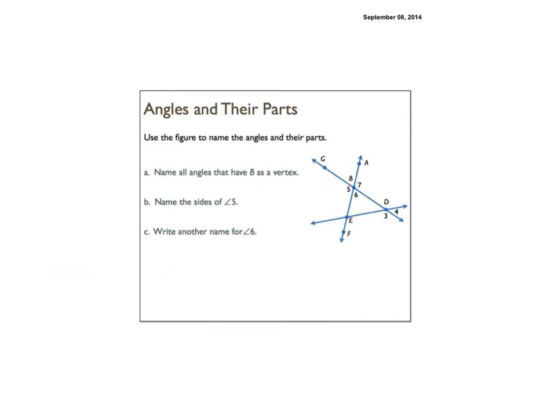All right, so we're going to look at this diagram here, and the first thing we're asked to do is name all of the angles that have B as a vertex. So I'm going to locate B, and I see that's this point right here. So I'm going to name the angles that have B as the vertex. So I have angle GBA, that's an angle. I also see that I have this angle here, GBE, or GBF, that's another way we can name it. Or, I'm going to write this up here, GBE, that's also equal to angle 5.